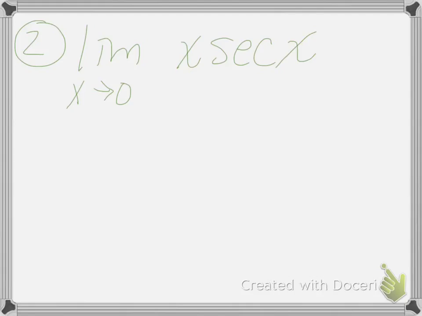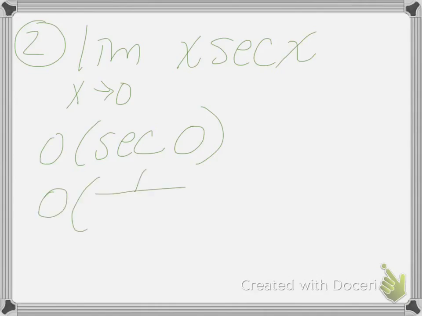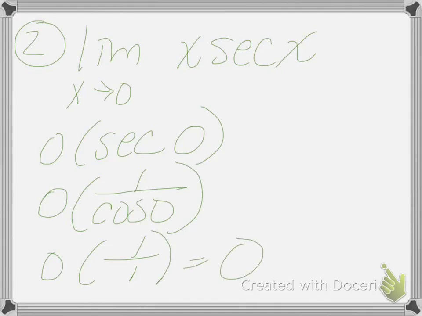This is question number 2, and it's a limit problem, and the first thing we're going to try is substitution. So you'll have 0 times secant of 0. And we do not know what secant of 0 is, but secant is equal to 1 over cosine. So we have 0 times 1 over 1, which is just 0, and that was choice C.